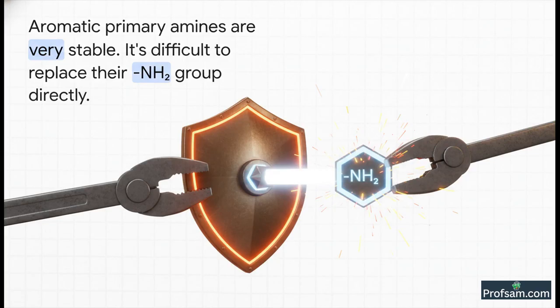The specific problem child here was a group of compounds called aromatic primary amines. A classic example is aniline. You see that amino group, the NH2 group? It's bonded very strongly to the aromatic ring. You can't just pluck it off and put something else in its place. This stability was a major roadblock. Chemists needed a way to activate that specific spot.